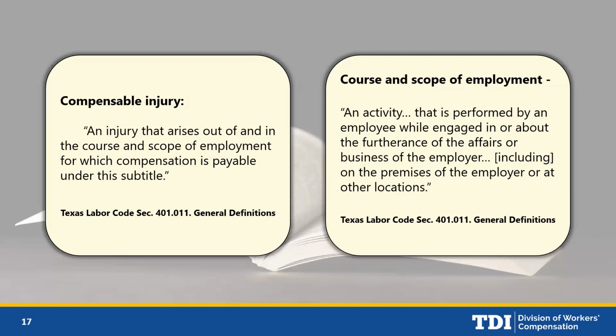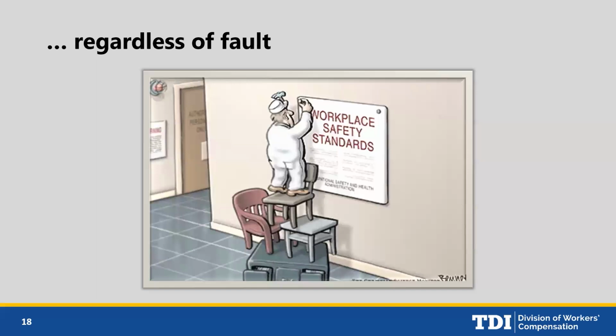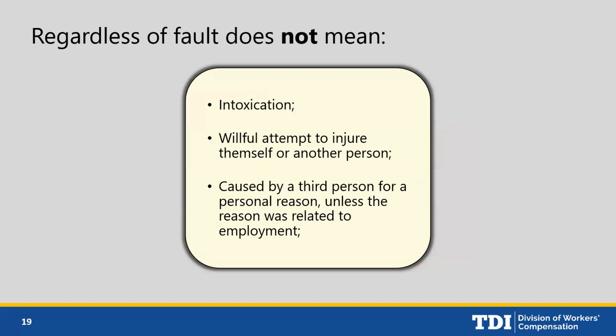So course and scope. And it is regardless of fault. So even if your employee, say, wasn't exactly following your safety protocols, all they have to prove is that it happened in the course and scope of their job. Say you were at fault as an employer. There is a no fault, no blame system in workers' compensation. They can have a compensable injury if it happened in the course and scope of their job. However, there's some exceptions.